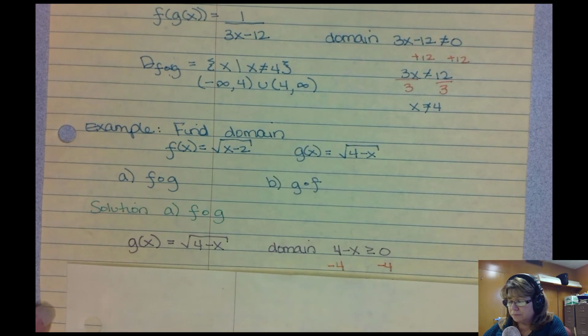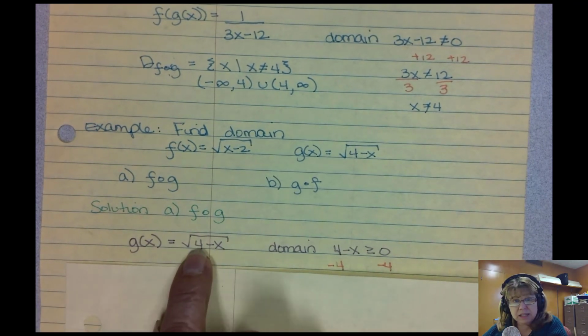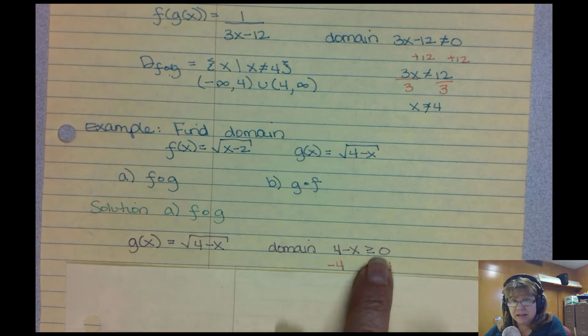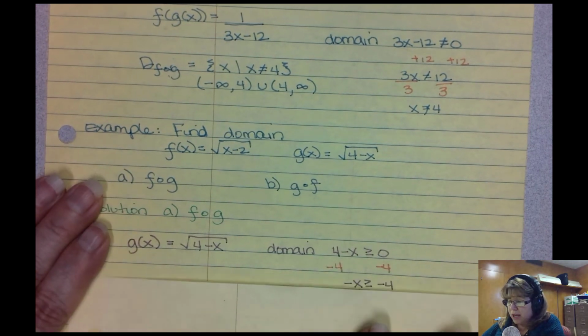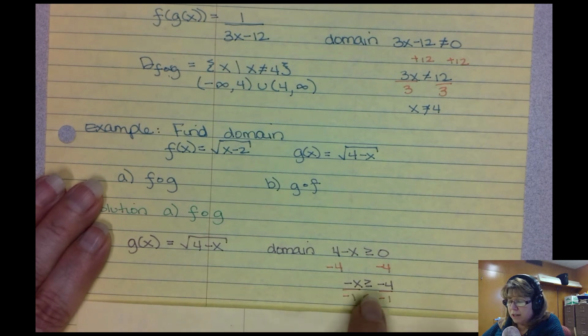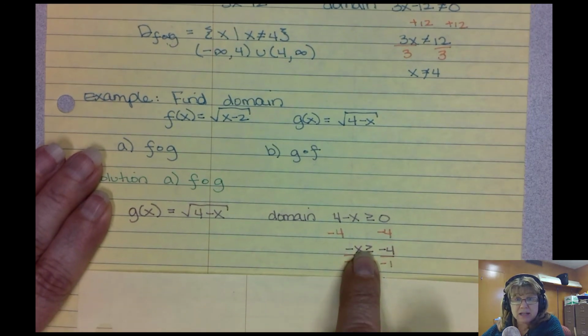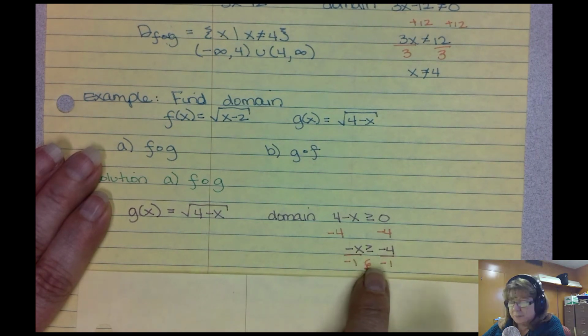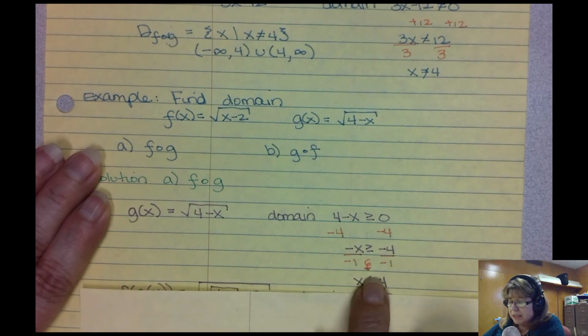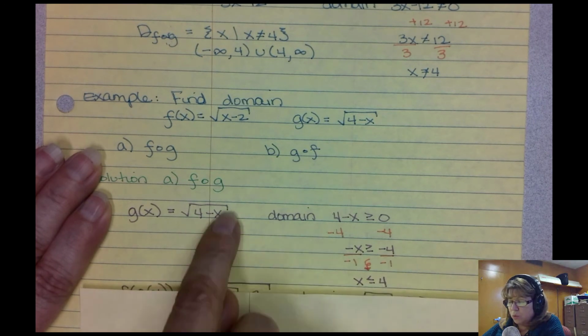First of all, if I'm not allowed the square root of 4 minus x to be negative, it has to be greater than or equal to 0. Let's solve this problem, subtracting 4 from both sides, and then dividing by negative 1. Remember, anytime that you divide by a negative 1 with an inequality, you need to flip the symbol. So x must be less than or equal to 4 for this to work.